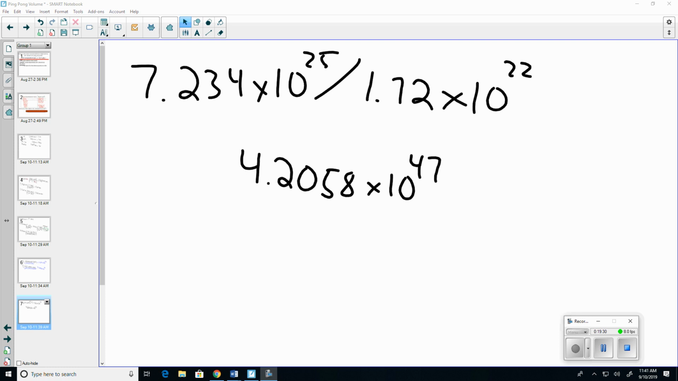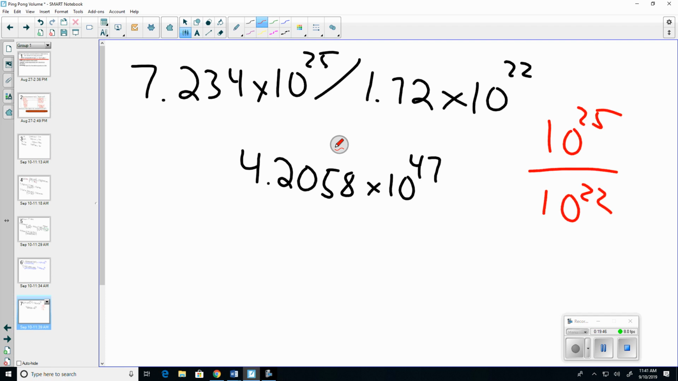However, this is not the correct answer, because when you start working with numbers in scientific notation, you have to type it in properly. What I mean is if we took 10 to the 25th and divided it by 10 to the 22nd, again the big parts of both those values, that would give us 10 to the 3rd, not 10 to the 47th.